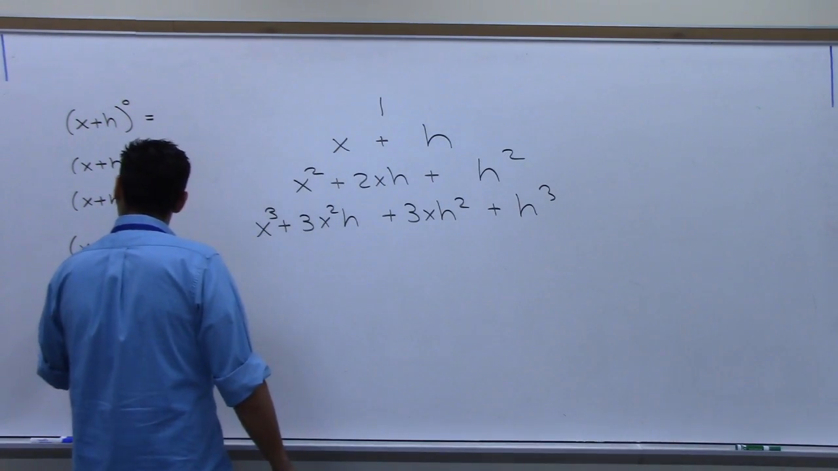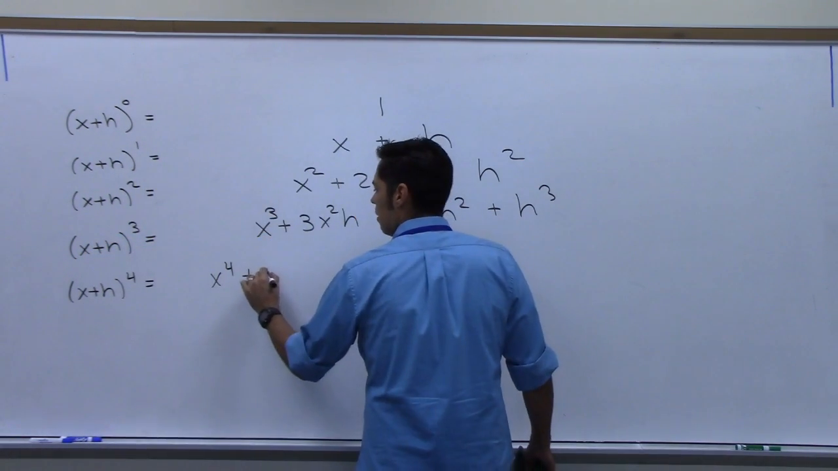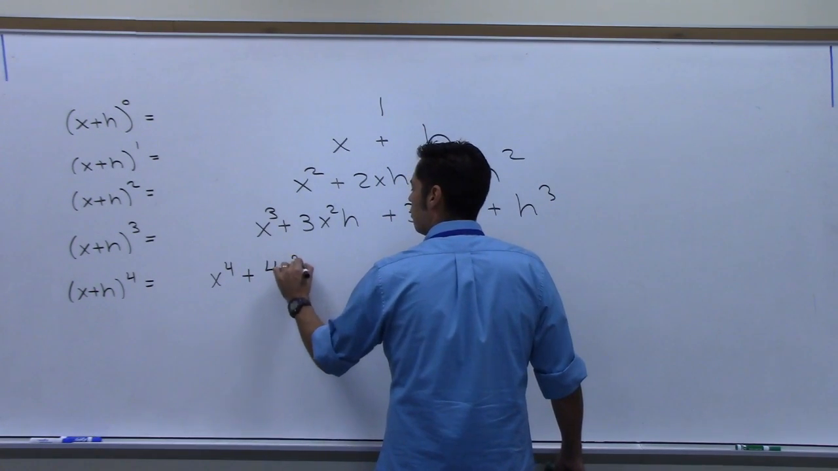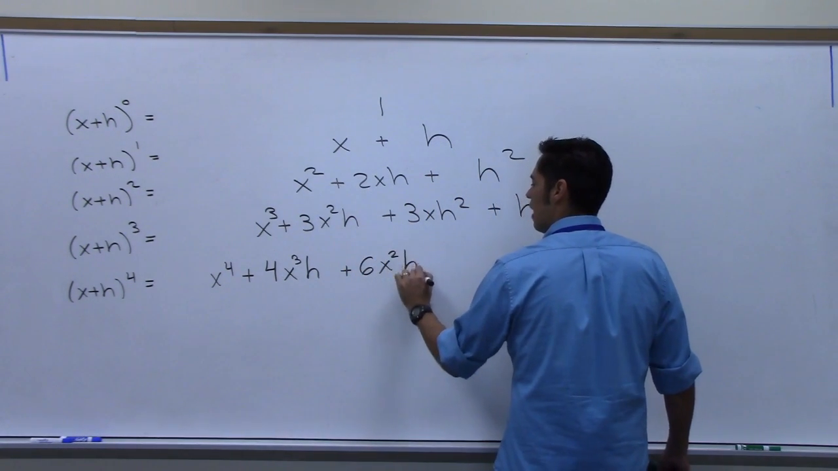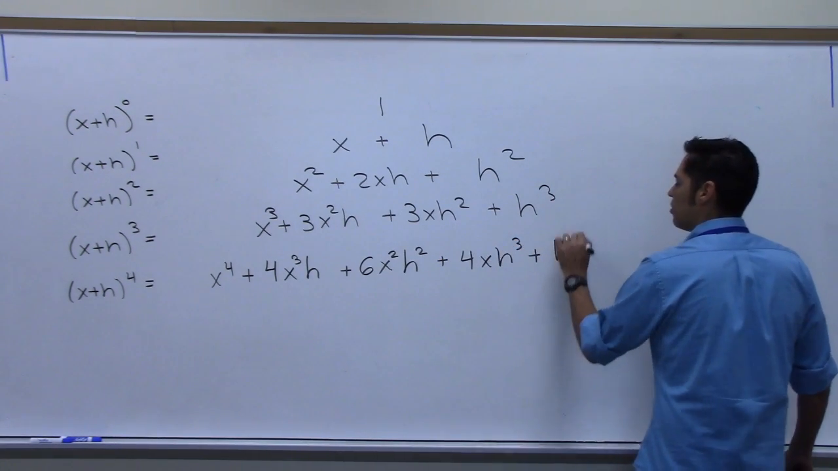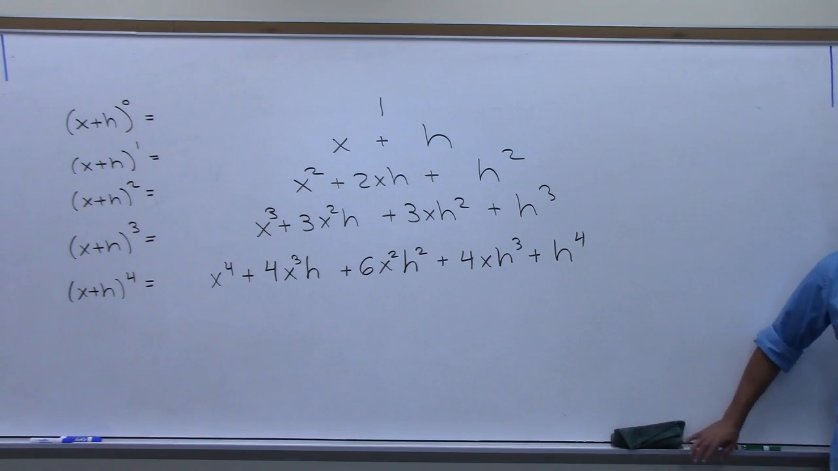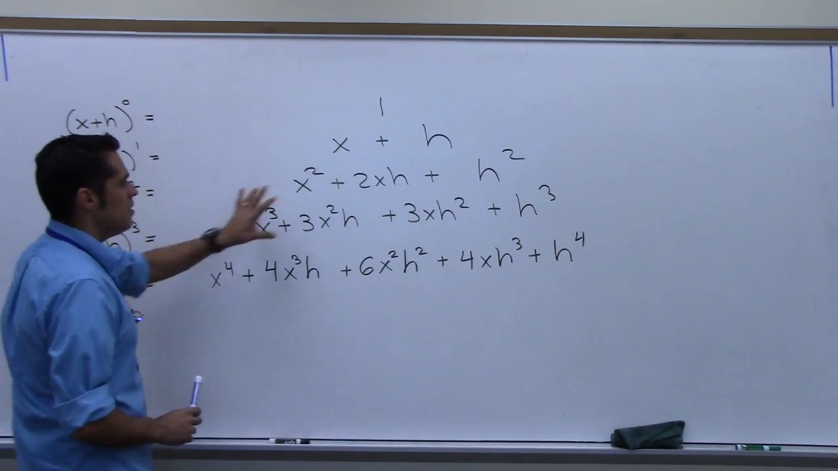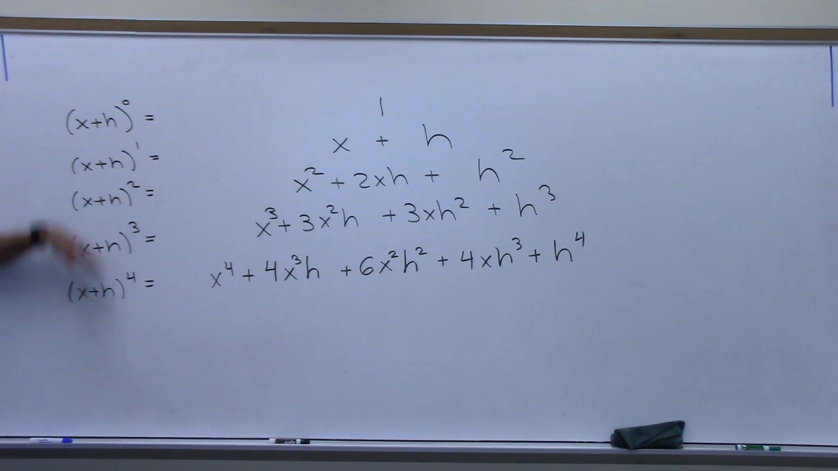The next one would be x to the fourth plus, what do you think? 3x cubed? Not quite. 4x cubed h plus 6x squared h squared plus 4xh cubed plus h to the fourth. Okay, so now let me point out the pattern. You ready? Don't worry at all right now about the numbers, just the letters, okay? And let's start with this one because it's easier to work backwards.